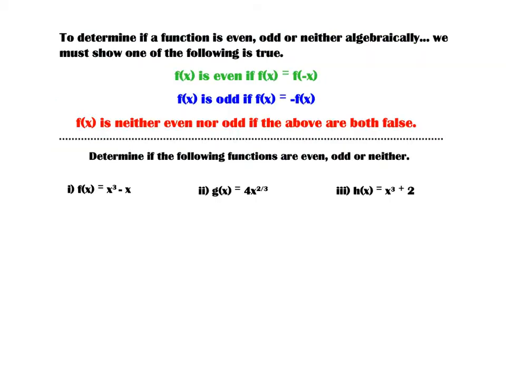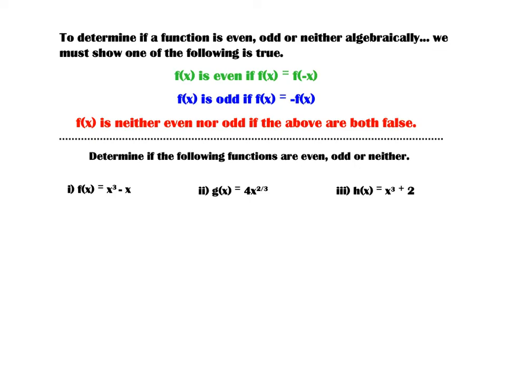Okay, so let's take a look at this slide. To determine if a function is even, odd, or neither algebraically, we must show one of the following is true. f of x is even if f of x is equal to f of negative x. f of x is odd if f of x is equal to negative f of x. And f of x is neither even nor odd if both the above statements are false.